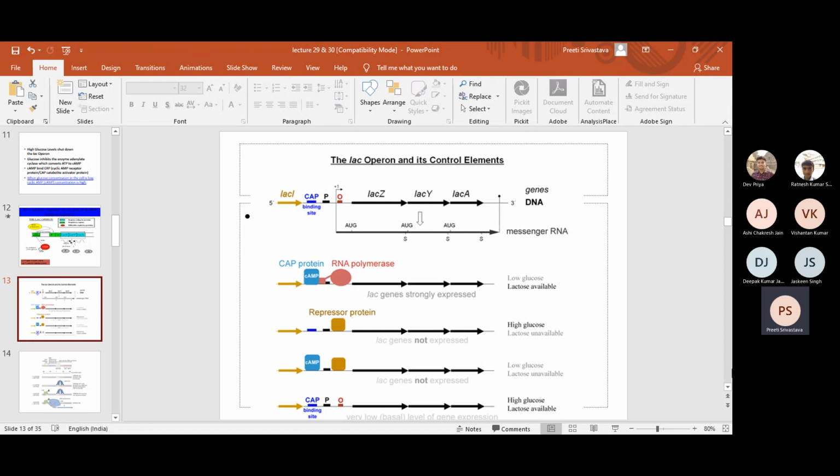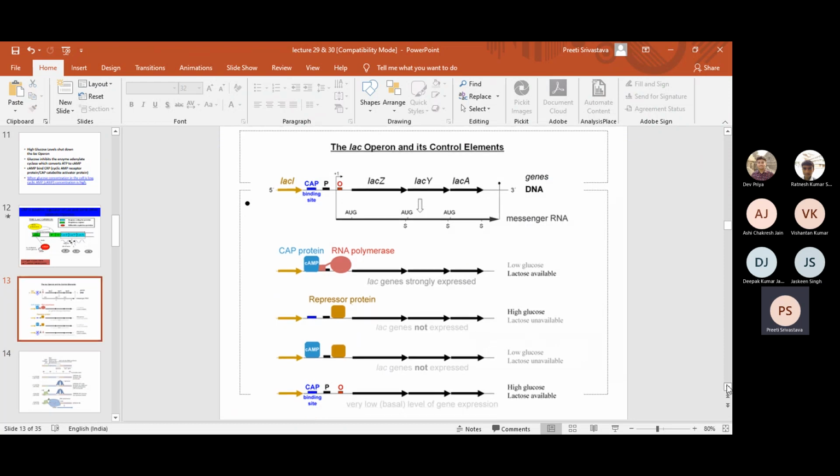So let us see this figure now. There are 4 conditions possible, class. In situation number 1, when you have low glucose, that means glucose is less and lactose is available. Class, are you people following or no? You need to speak up. Yes, ma'am. We are following. Okay.